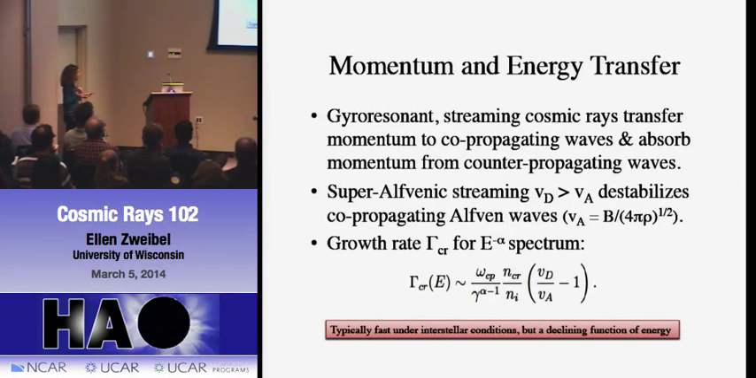And specifically, streaming at greater than the Alfvén speed destabilizes these co-propagating Alfvén waves and causes them to grow at this rate: the proton gyro frequency times the ratio of the cosmic ray particle density to the background density times this anisotropy factor divided by the particle gamma. And so under interstellar conditions, this is typically fast, but it is a declining function of energy.